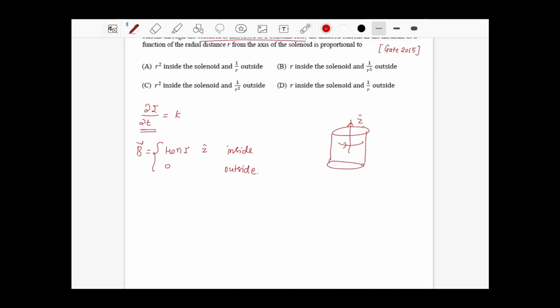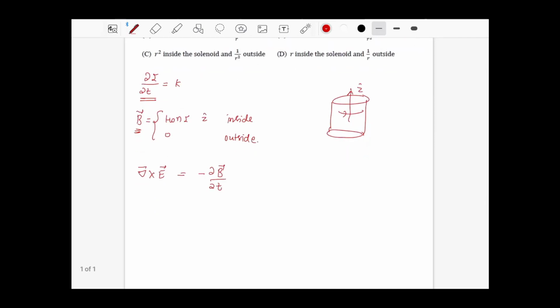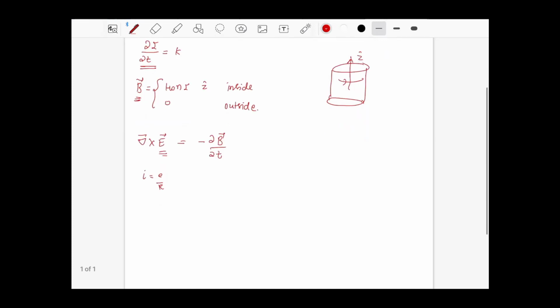Now, due to the change in this current, there is a change in the magnetic field, and it is known from Faraday's law that whenever there is a change in magnetic field, an electric field is also induced, which is given by Maxwell's third equation, curl of E equals minus dB by dt. This electric field accounts for the EMF in the system, and since current I equals EMF upon resistance, by knowing how the electric field varies as a function of r, we can find out how the induced current varies as a function of r.